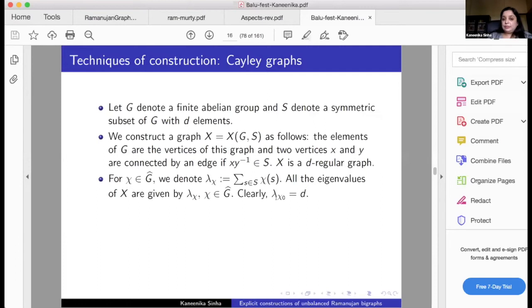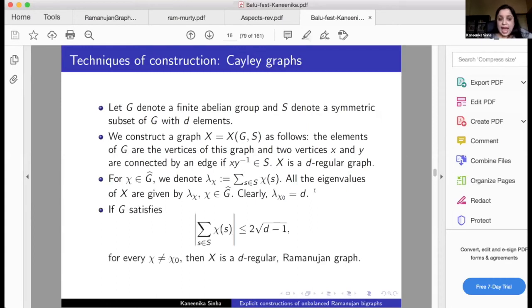It turns out that all eigenvalues of your graph X are given by these character sums. In particular, if you take the trivial character chi sub 0, you get the trivial eigenvalue d. And this tells us that if, other than the trivial character, the absolute values of these character sums lambda sub chi are bounded above by 2 times the square root of d minus 1, then X will turn out to be a d-regular Ramanujan graph. The examples that I just mentioned are examples of Cayley graphs.